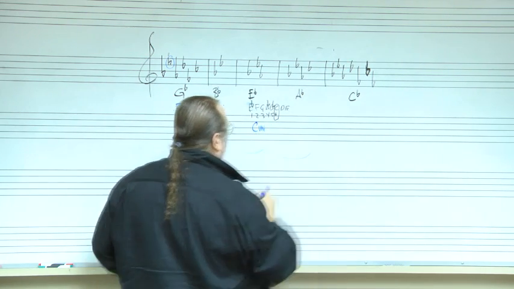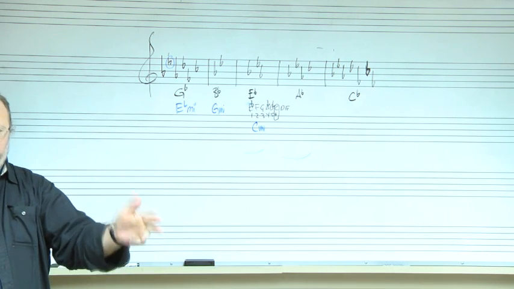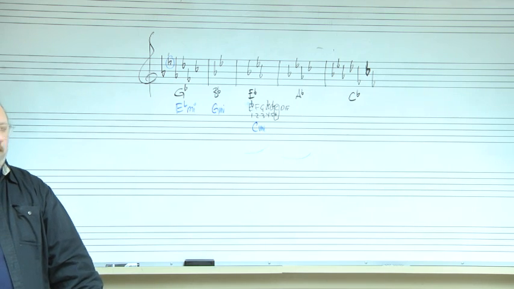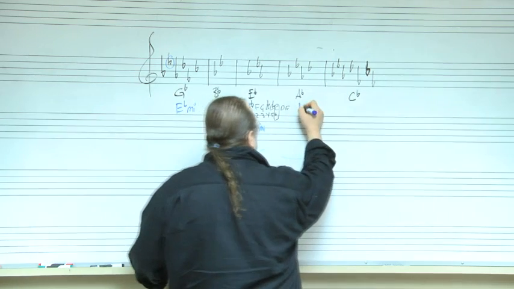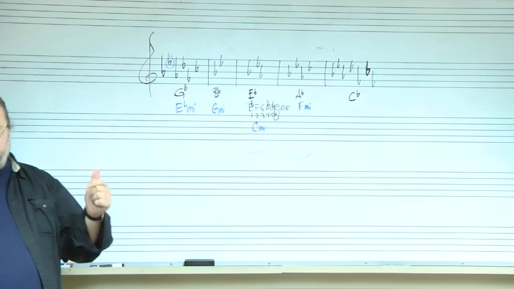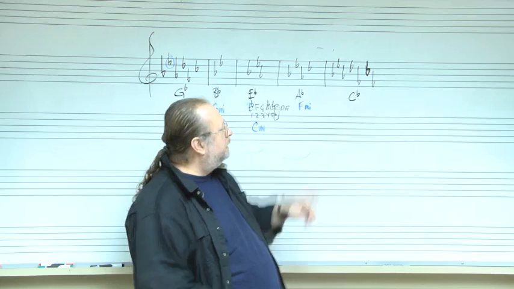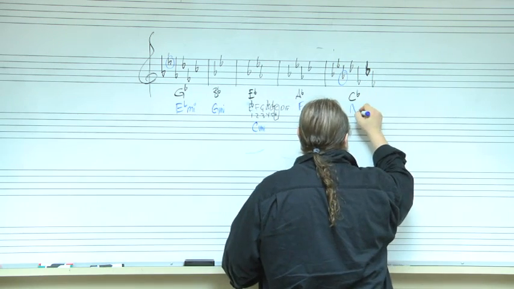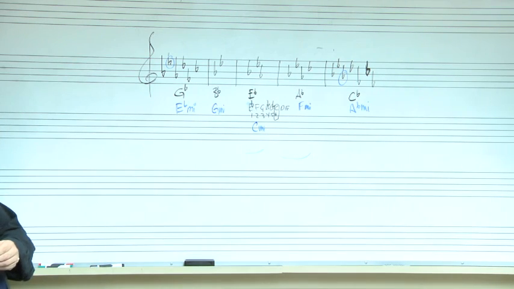Okay, A flat major, what minor key is that? A flat, B, C, D, E, F minor, right? Is there any F flat in the keys here? No, so it's just F minor, right? Yeah. Okay, next one, C flat minor. C, D, E, F, G, A. There's an A flat, right? Right there. So it's A flat minor, right? Yeah.